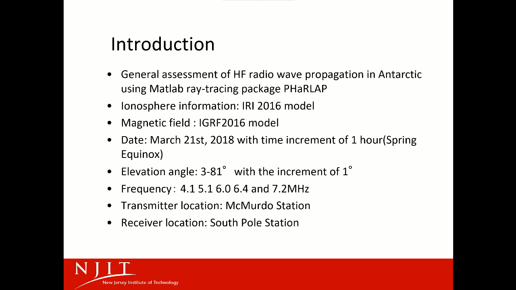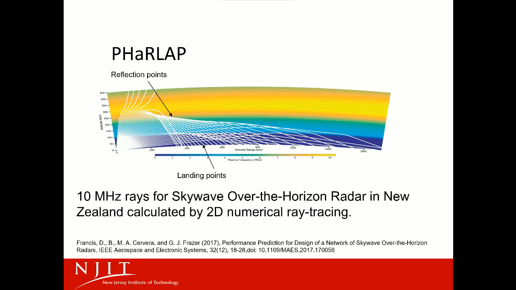The 5 frequencies of the transmitter are 4.1, 5.2, 6.0, 6.4, and 7.2 MHz, which is consistent with the experiment. The date is March the 21st, 2018, the spring equinox of that year, which is a critical date with a significant ionosphere density change over time in one day. The elevation angle is 3 degrees to 81 degrees with an increment of 1 degree.